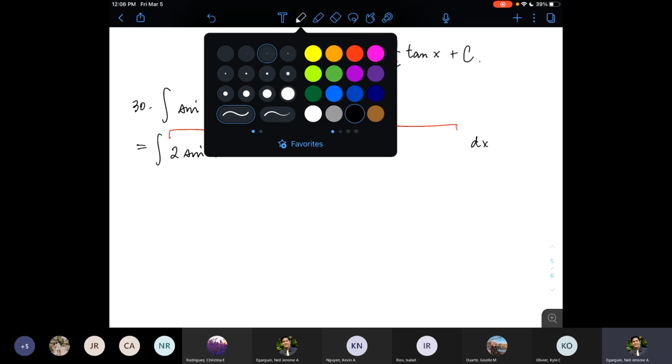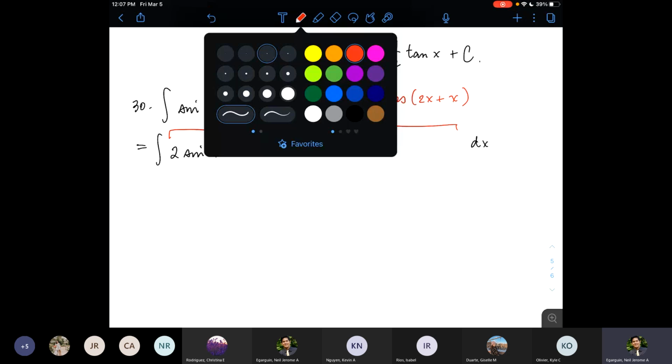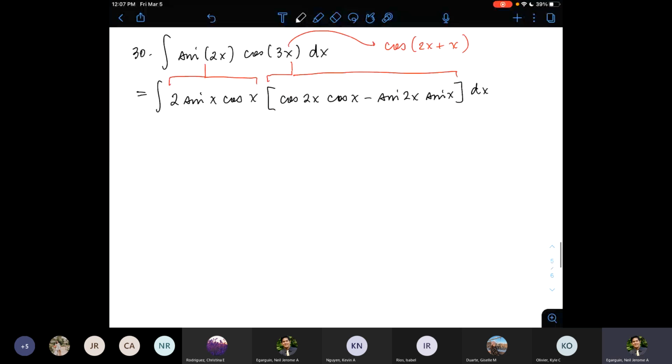Remember here, you can imagine cosine 3x as cosine of 2x plus x, right? So I split up the 3x into 2x plus x. The reason why I want to do that is because we have the addition formula for cosine. It says that cosine 3x can be written as cosine of 2x cosine x minus sine 2x sine x. Right? That's from the addition identity.